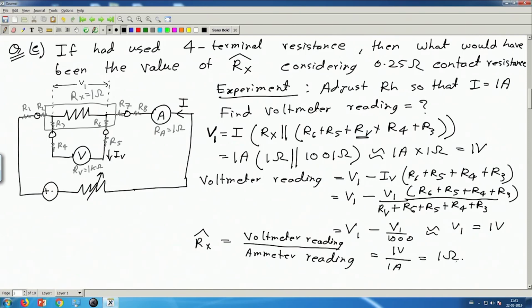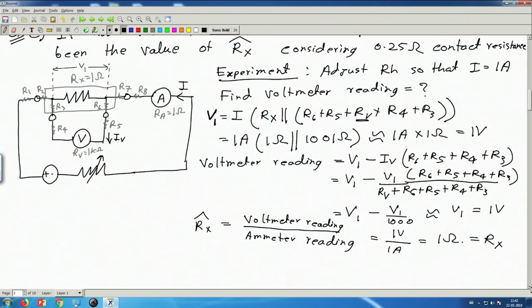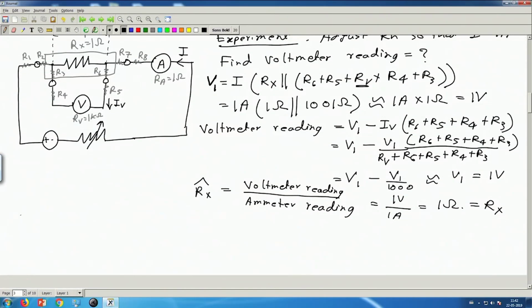So you see that this is the same as Rx, where Rx means all the resistances starting from this point to this point, including this and even this, everything from here to here is Rx. Okay, but the most important thing to observe is that, so let's take another question.